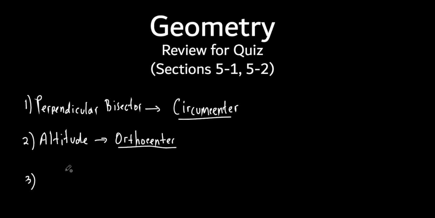What was the third one that we did? Angle bisector. Very good. On the quiz, I'm going to say, name the point of concurrency determined by the triangle's angle bisector. So what do I find when I find the angle bisector? It's the incenter.